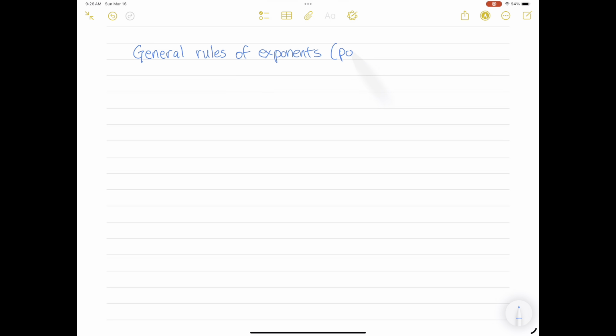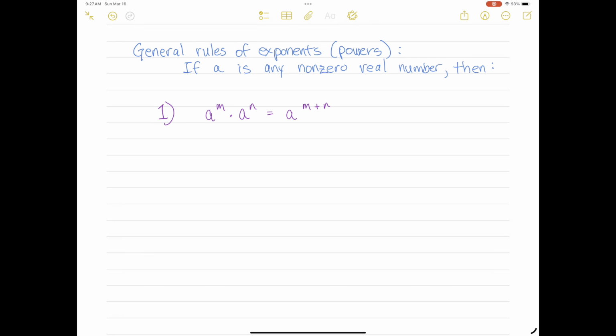General rules of exponents, powers. If a is any non-zero real number, then number 1, a to the m times a to the nth power equals a to the m plus n power. Rule number 2, a to the m power divided by a to the nth power equals a to the m minus n power. And rule number 3, a to the 0 power equals 1 if a does not equal 0.